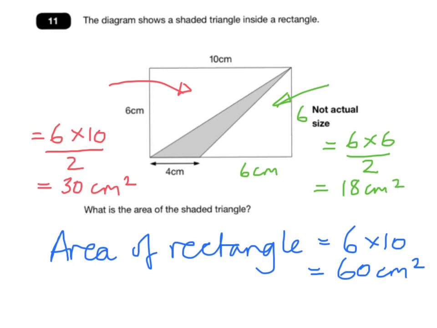Now we've got those two white triangles, so to find the shaded bit, we just take the original rectangle of 60, take off 30, the left triangle, take off 18, the right triangle, and that should leave us with the shaded triangle, which is what we're looking for, of 12 square centimetres.